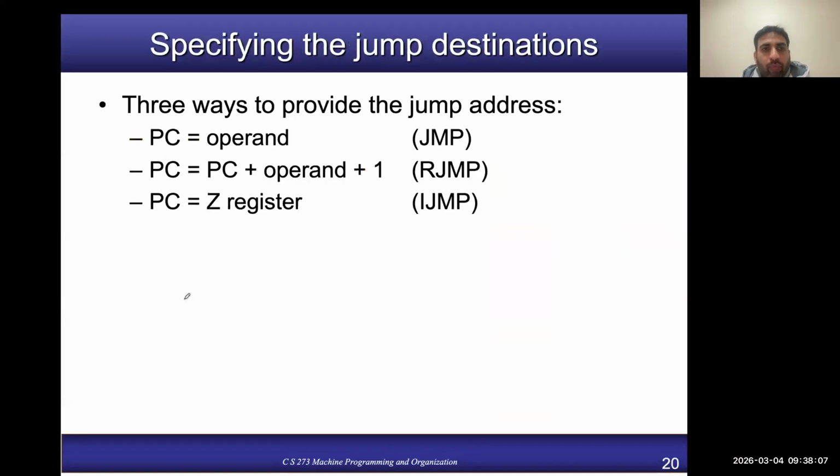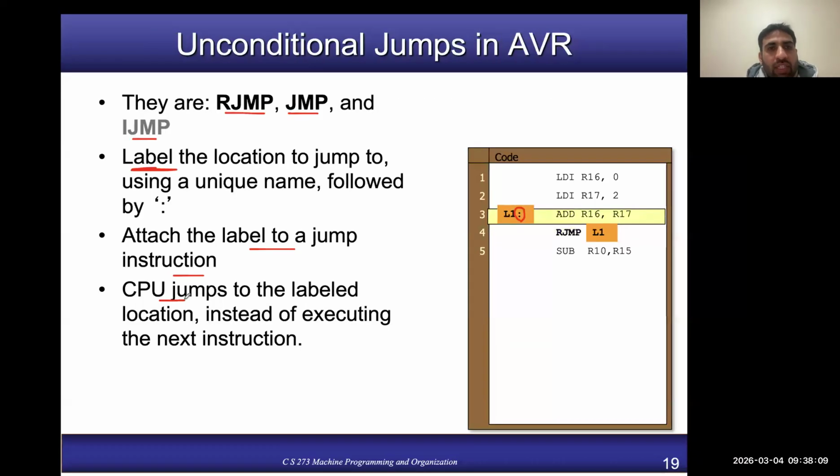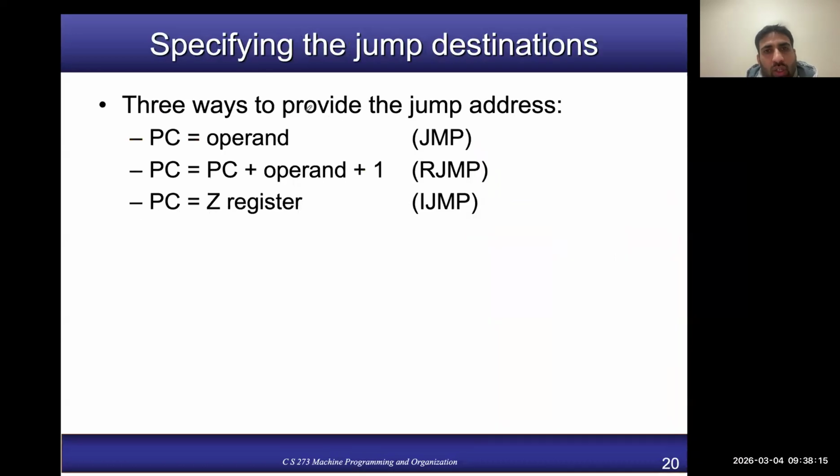No? Okay. Remember we said that the jump instructions modify the content of the program counter, right? Now these three instructions, jump, RJMP, and indirect jump, differ in the way the value of the program counter is updated. In case of jump, the new value of the program counter is specified in the instruction itself, in the form of a label.